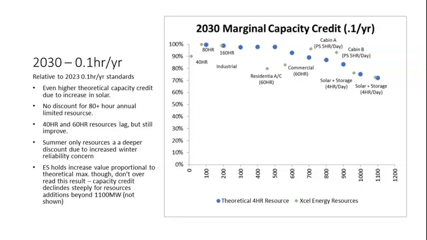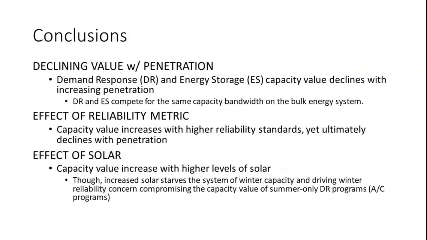So as a final thought, here are my conclusions. I think the biggest one is that there is a declining value with penetration for DR and energy storage. Another way to say that is DR and energy storage compete for the same capacity bandwidth on the bulk energy system. They should be evaluated somehow jointly, and we're trying to get a handle on what that looks like through this type of analysis.